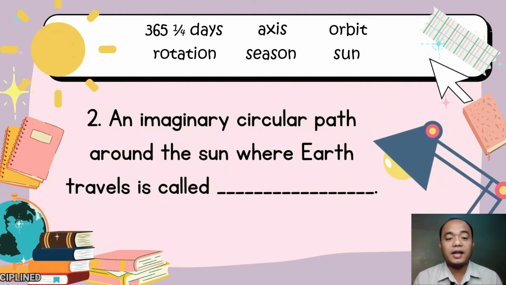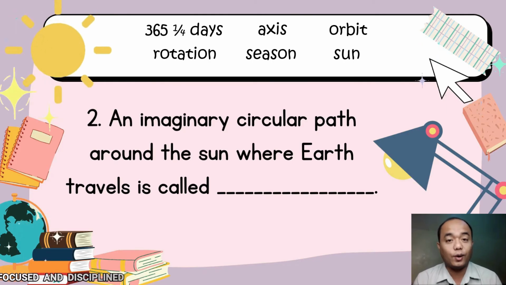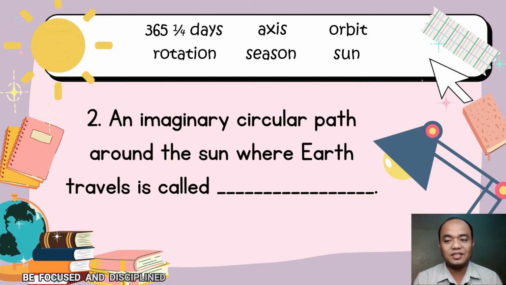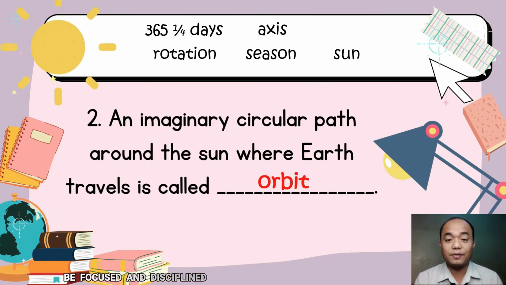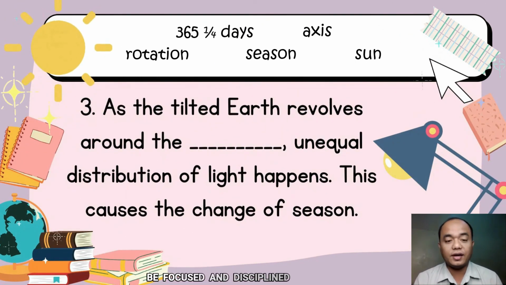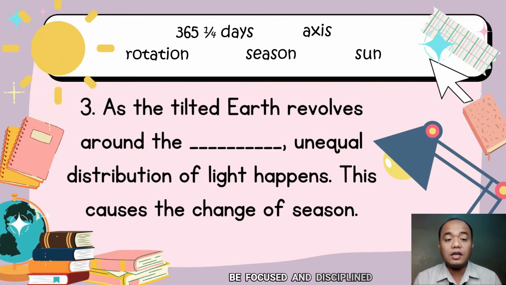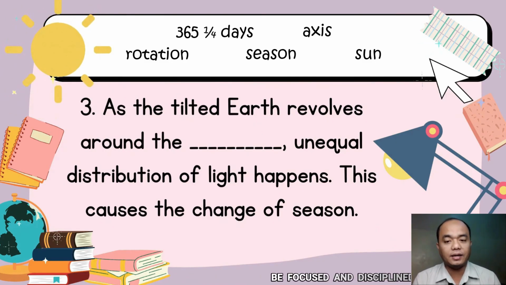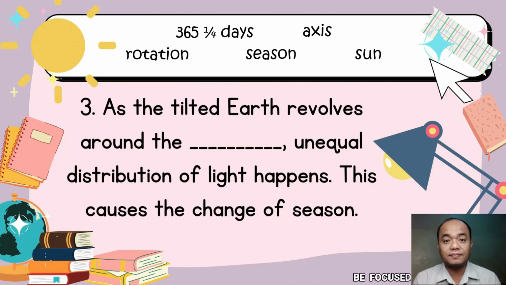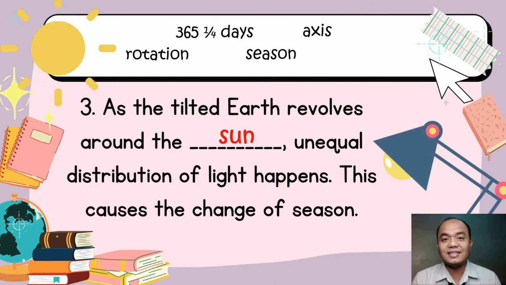Number 2, an imaginary circular path around the Sun where Earth travels is called blank. What is your answer? Correct! It's orbit. Number 3, as the tilted Earth revolves around the blank, an equal distribution of light happens. This causes the change of season. What is the answer for number 3? Correct! It's sun.